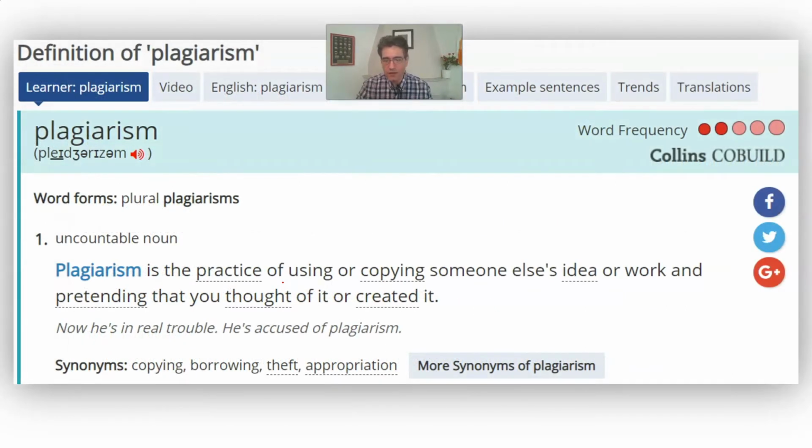One definition from the Collins COBUILD Dictionary says that plagiarism is the practice of using or copying someone else's idea or work and pretending that you thought of it or created it. What is implicit in that definition is an intentionality of malice, this kind of pretending. Some people may plagiarize and not realize it.